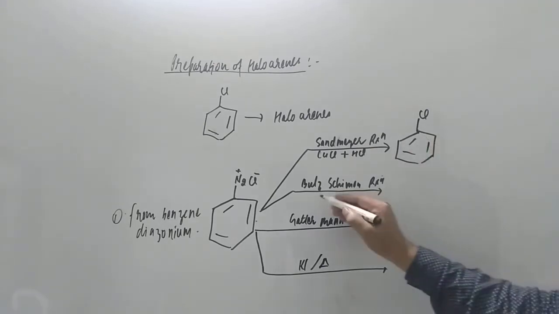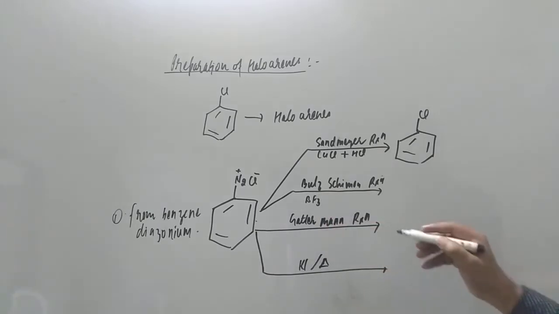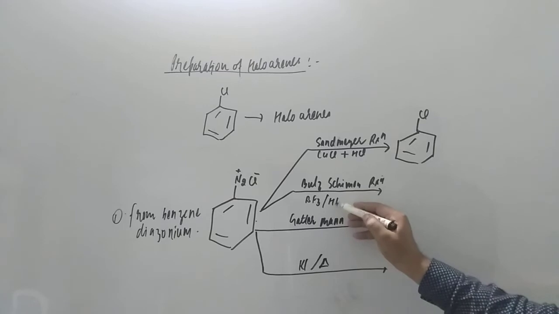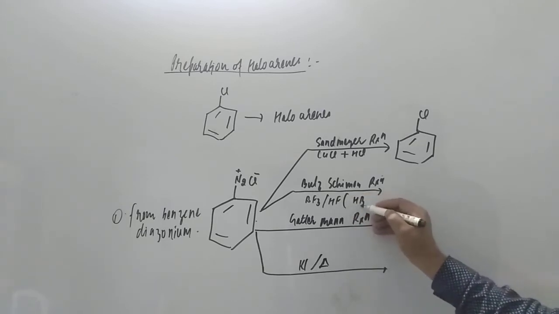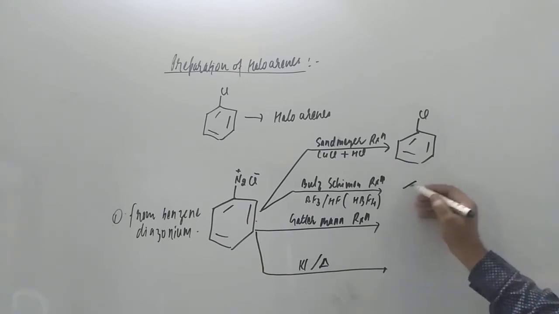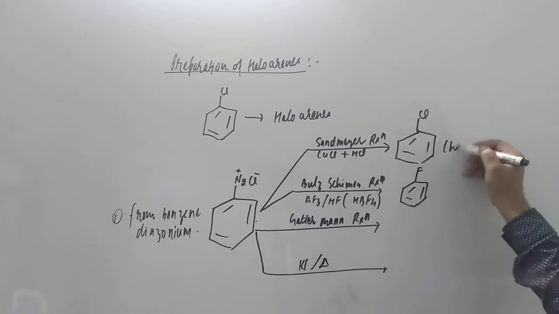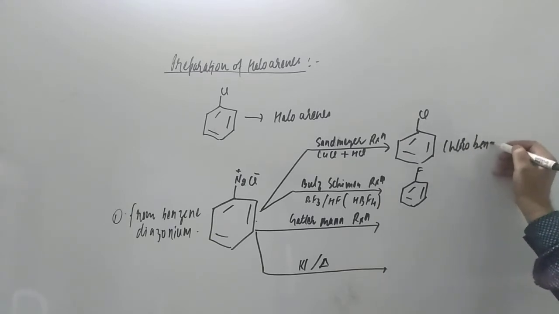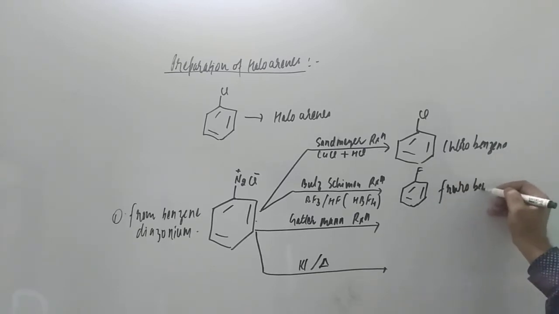Similarly, in the Balz-Schiemann reaction, you take BF3, or you can take HF. It will form HBF4. This HBF4 will act as a fluorinating agent for the benzene. So here it will form fluorobenzene. The earlier compound is chlorobenzene, and this one is fluorobenzene.